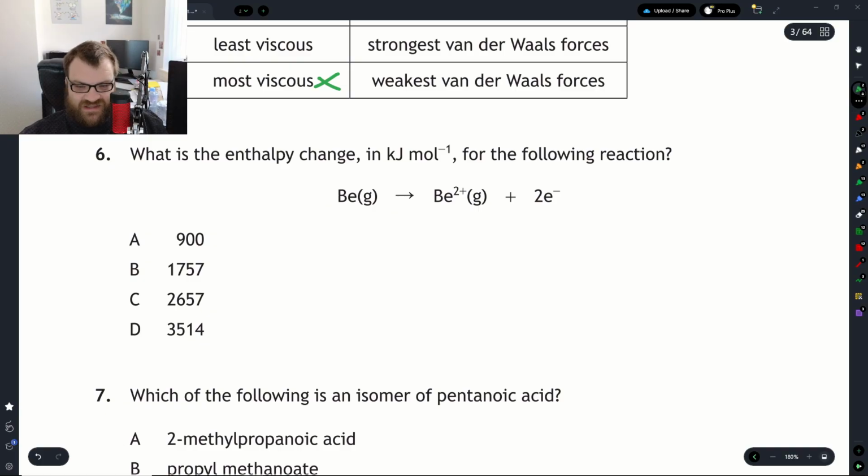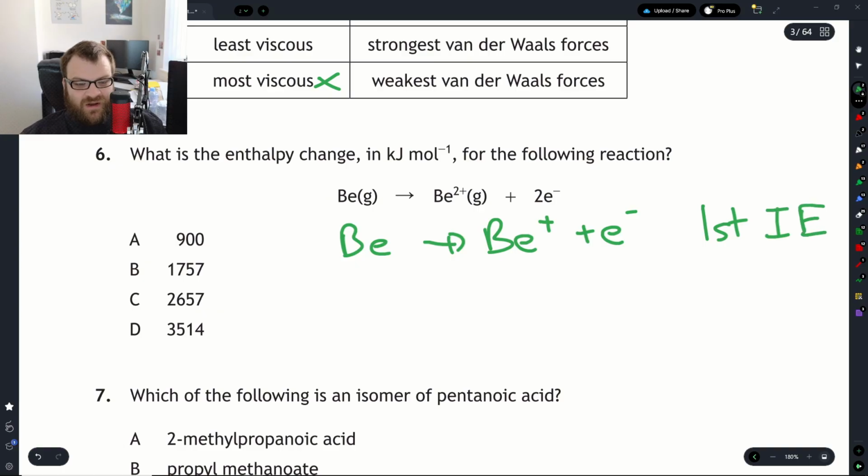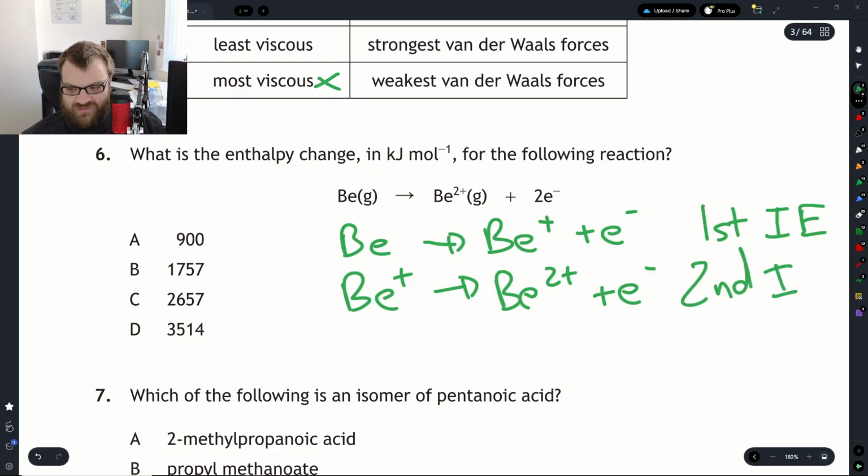Next up, we're asked about the enthalpy change for a particular reaction. Here we're looking at the ionization energies, and we need to decide which ionization energies we are dealing with. We would first go from Be with no charge to Be 1 plus, an electron being lost, and that is the first ionization energy. We would then go from Be 1 plus to Be 2 plus plus an electron. This means that we're going to need to take our first ionization energy and add it to our second. So we want first plus second.